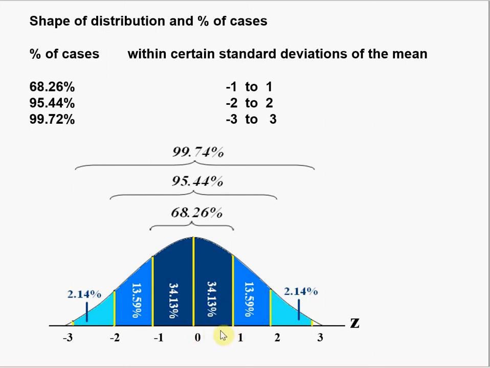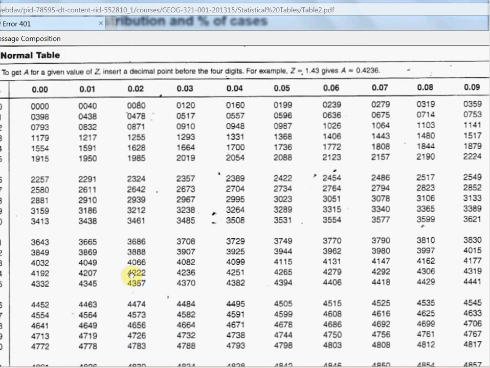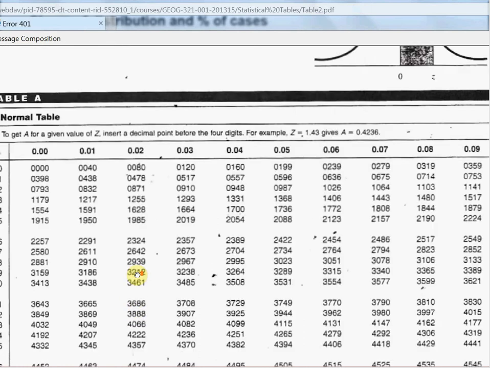What about if you have a value 1.5 standard deviation from the mean? 1.5 is right here. So within this interval, from here to the mean, what is that percentage? Well, this chart does not give us that information. What do we do? We use a better chart, a table. Here is a normal distribution table.